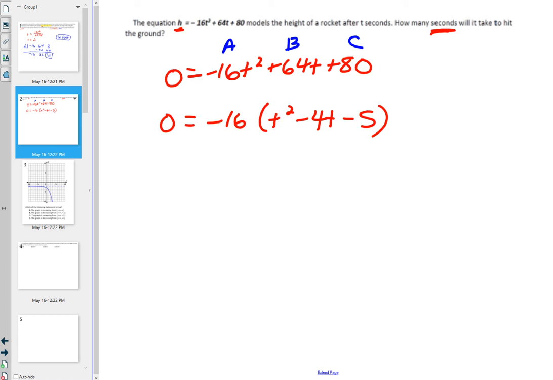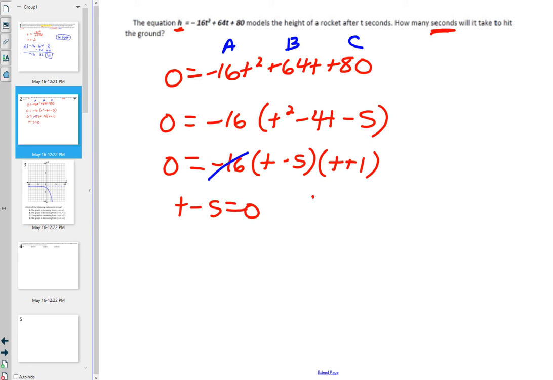So you see we get the same thing. Can you think of 2 numbers that multiply to give you negative 5 and add up to negative 4? Yeah, negative 5 and 1. So we got to make each factor equal to 0, but the 16 doesn't have a variable on it, so you can ignore it. So we really are just saying t minus 5 equals 0, t plus 1 equals 0. And when you solve, you get 5 and you get negative 1. But yeah, these are both solutions.